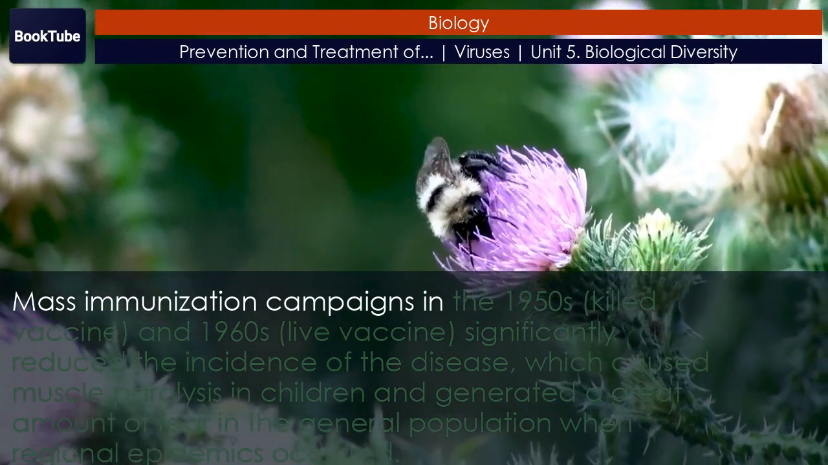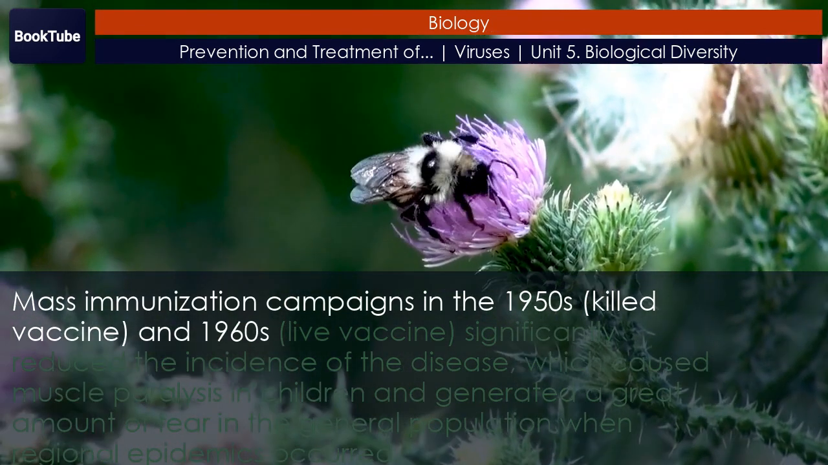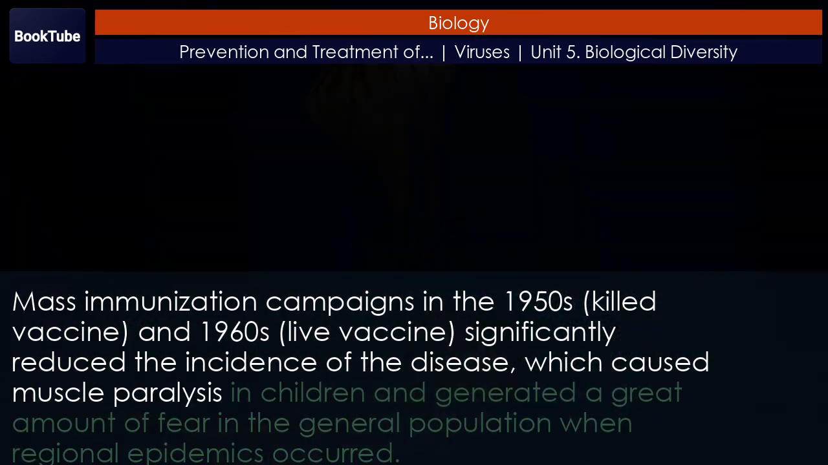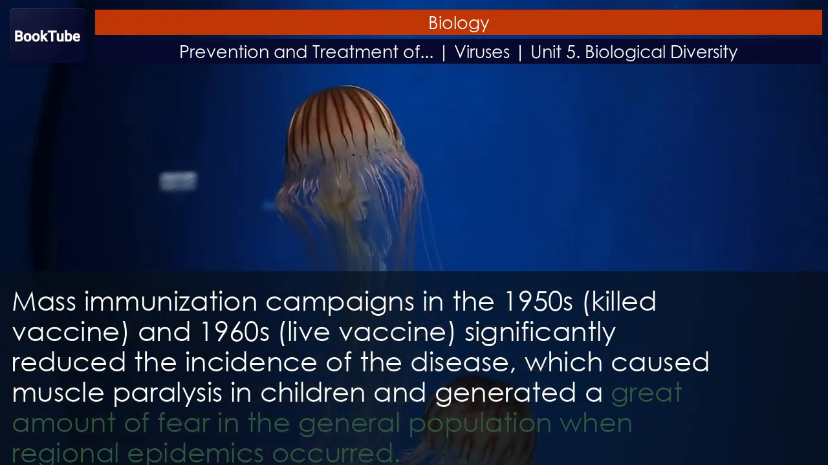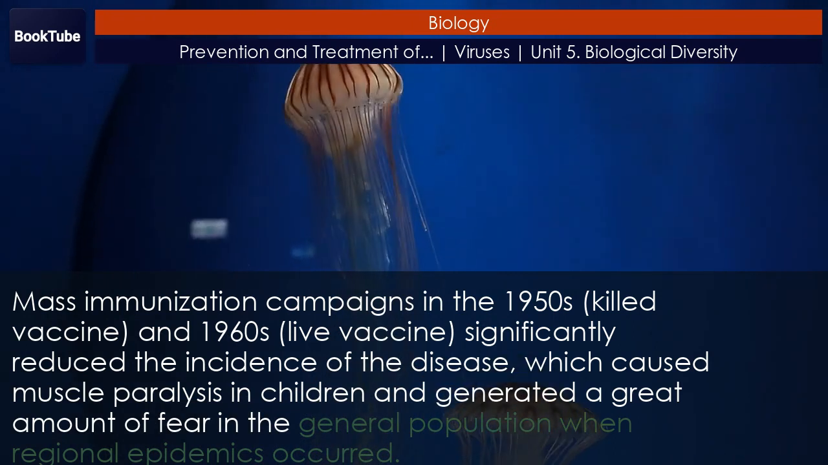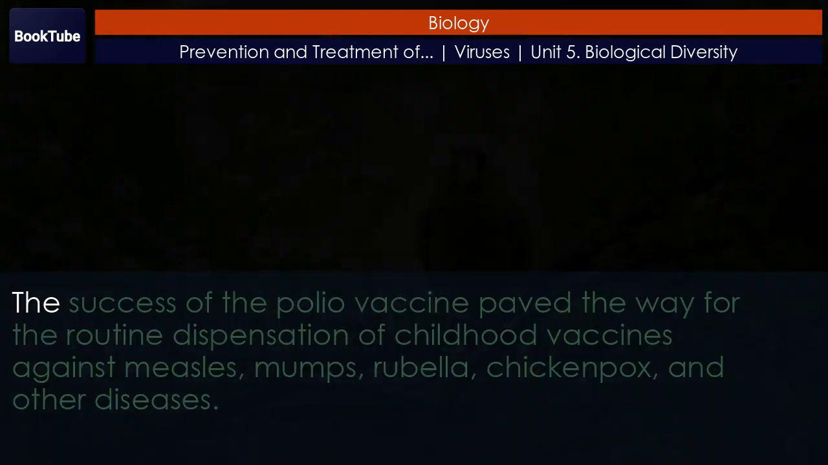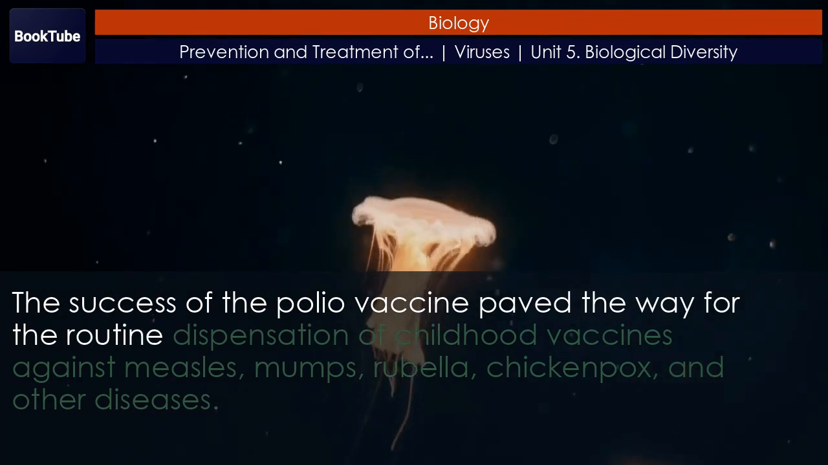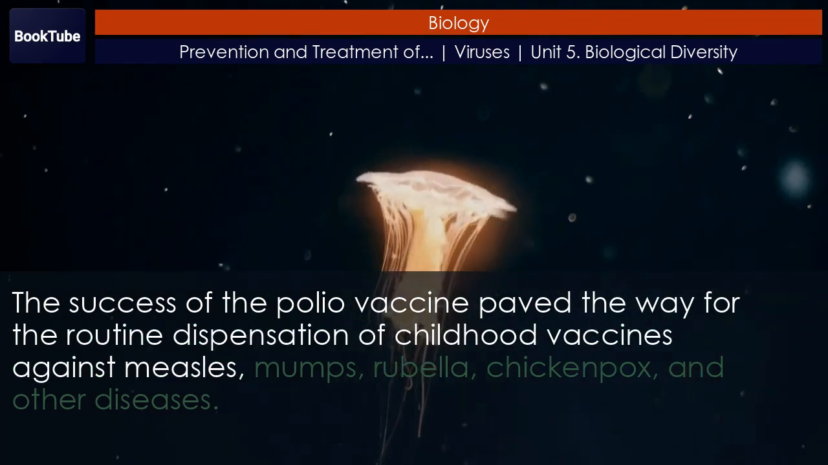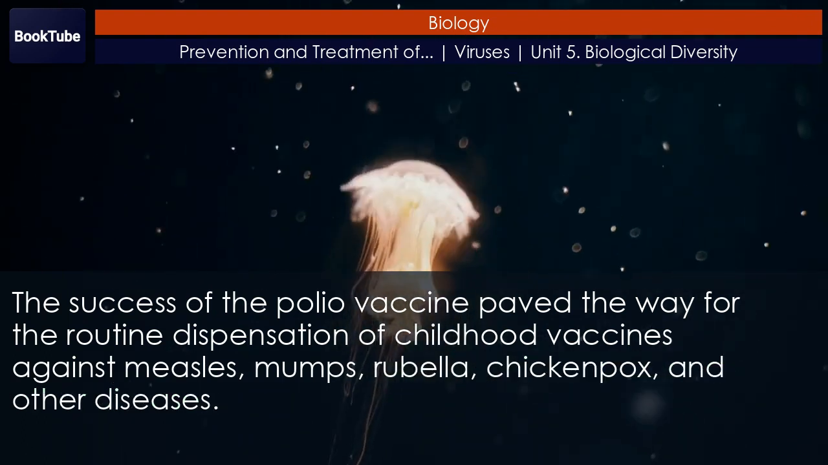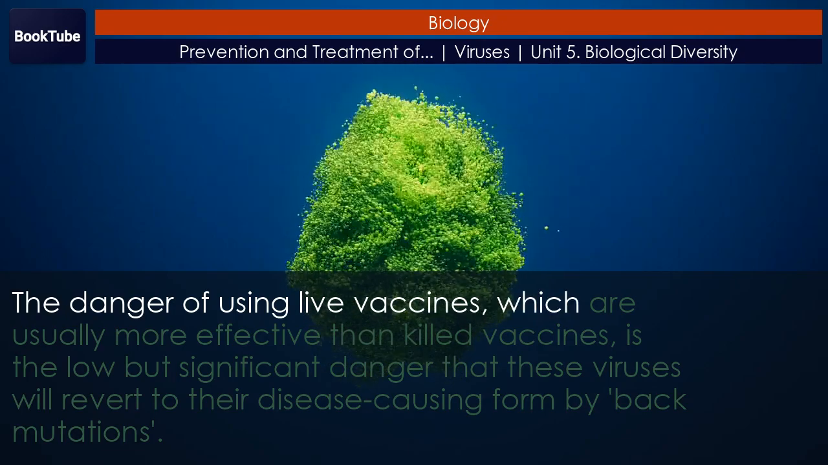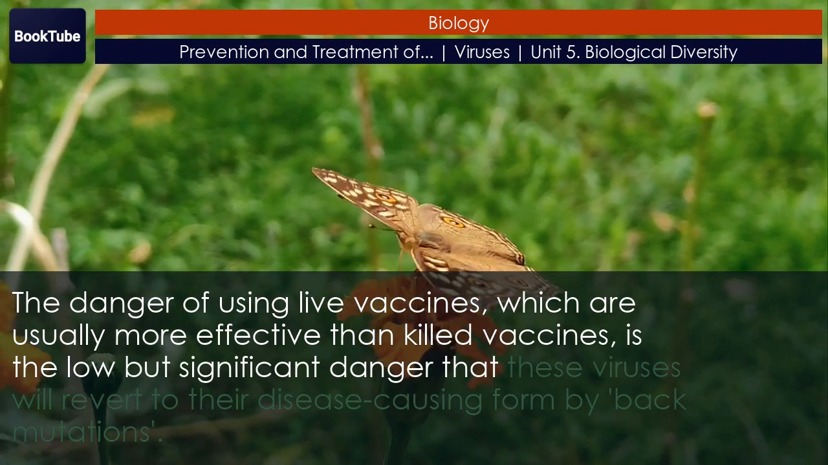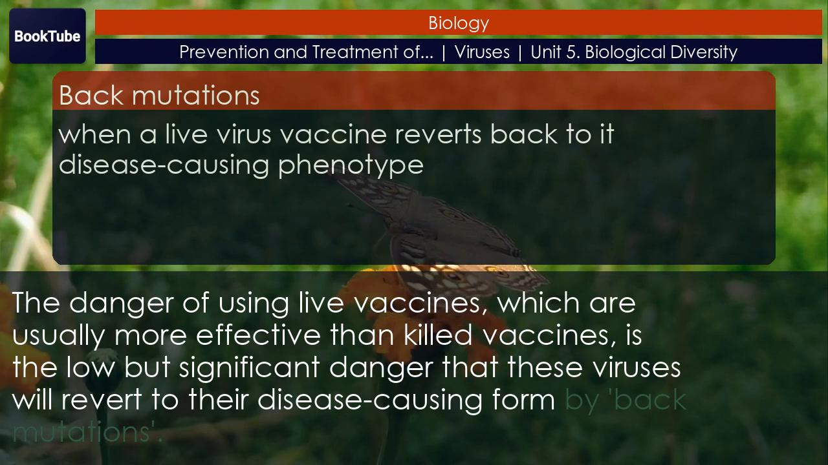Mass immunization campaigns in the 1950s, killed vaccine, and 1960s, live vaccine, significantly reduced the incidence of the disease, which caused muscle paralysis in children and generated a great amount of fear in the general population when regional epidemics occurred. The success of the polio vaccine paved the way for the routine dispensation of childhood vaccines against measles, mumps, rubella, chickenpox, and other diseases. The danger of using live vaccines, which are usually more effective than killed vaccines, is the low but significant danger that these viruses will revert to their disease-causing form by back mutations.